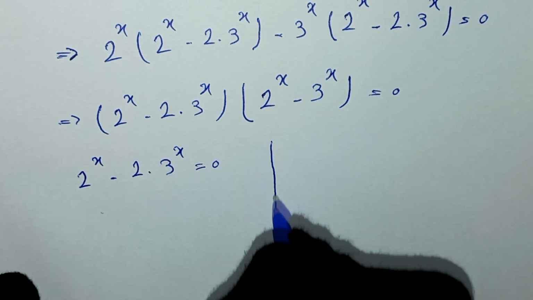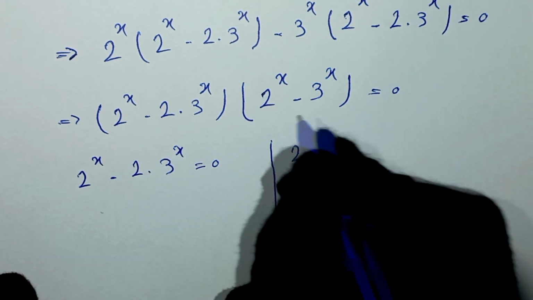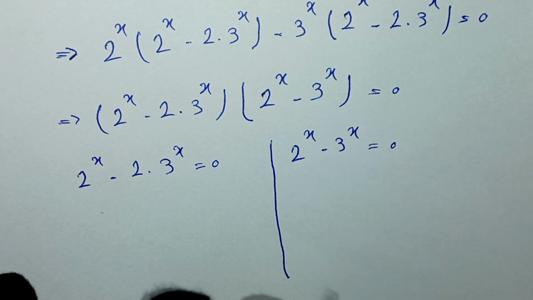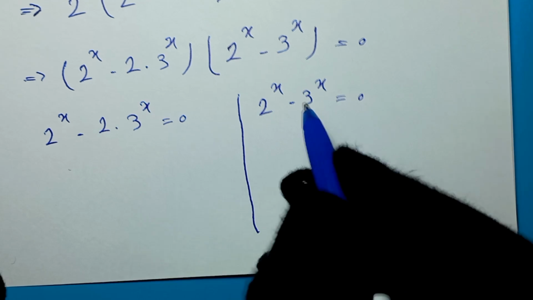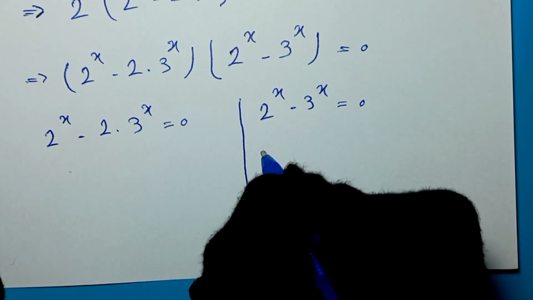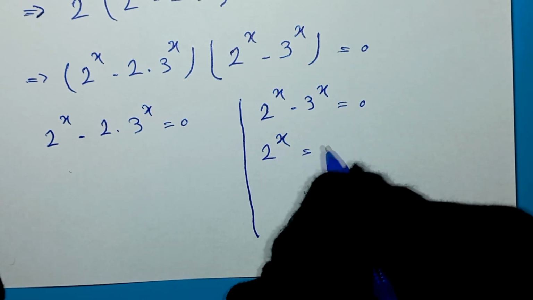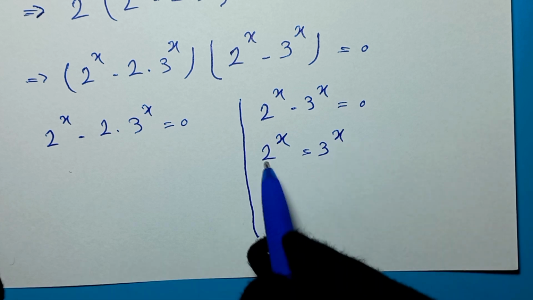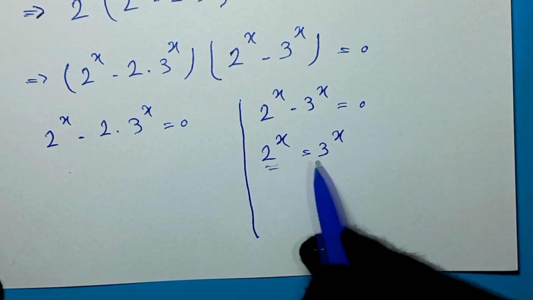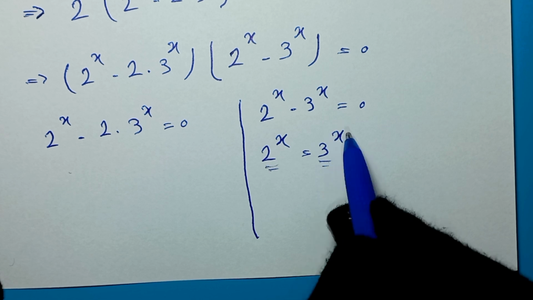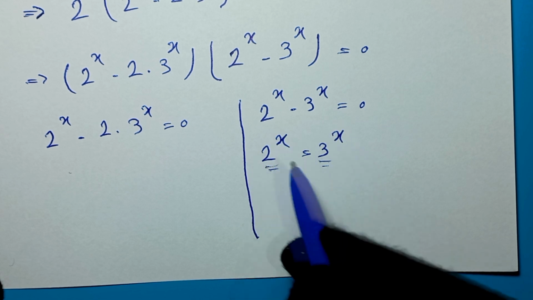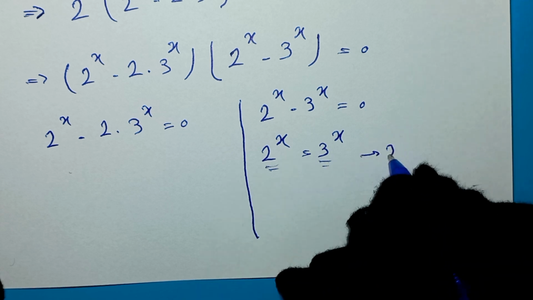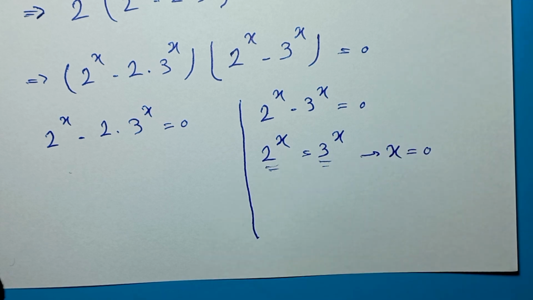and 2 to the power of x minus 3 to the power of x is equal to 0. From here, we take this 3 to the power of x to this side, so it will be 2 to the power of x is equal to 3 to the power of x. In here, the bases are not equal, but the powers are equal. So this is impossible. This is possible if x is equal to 0.